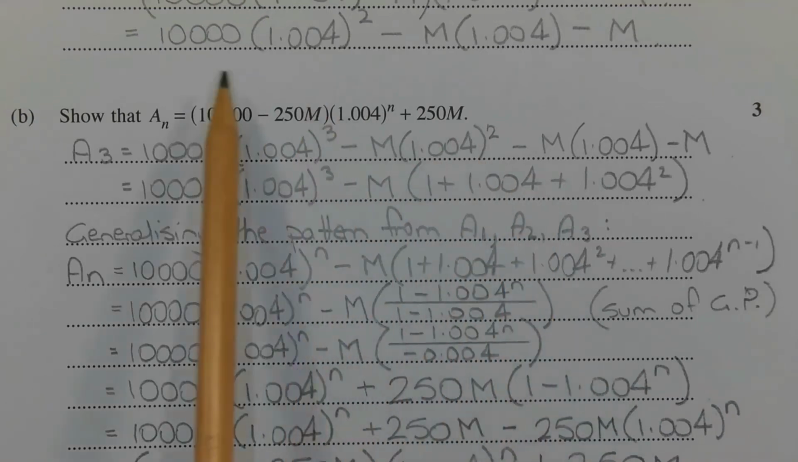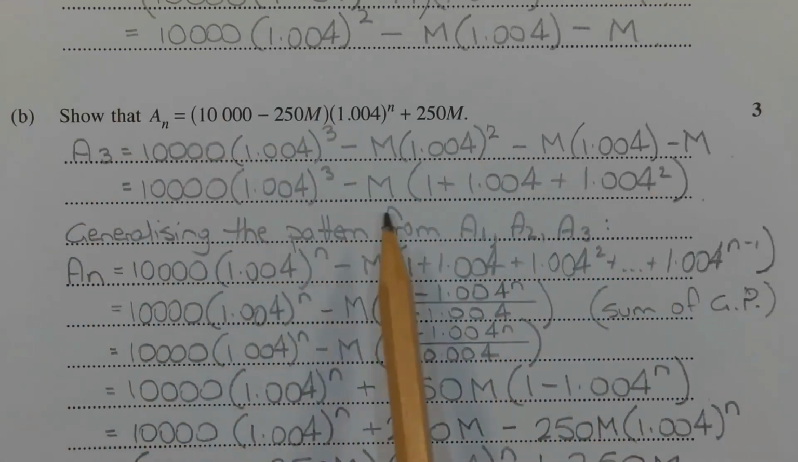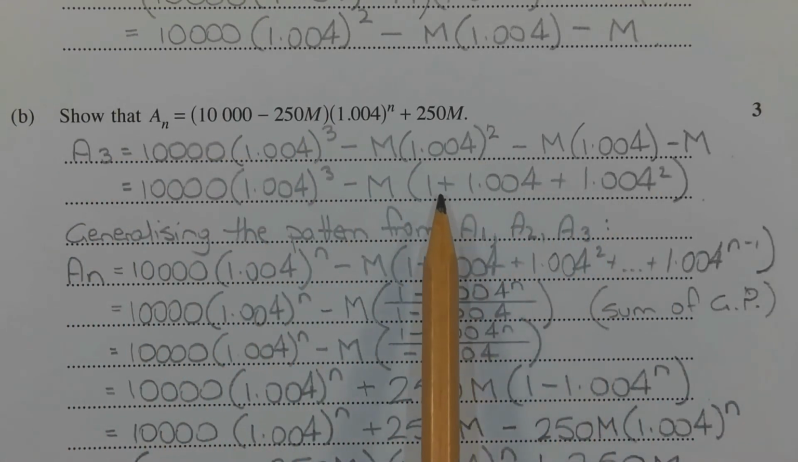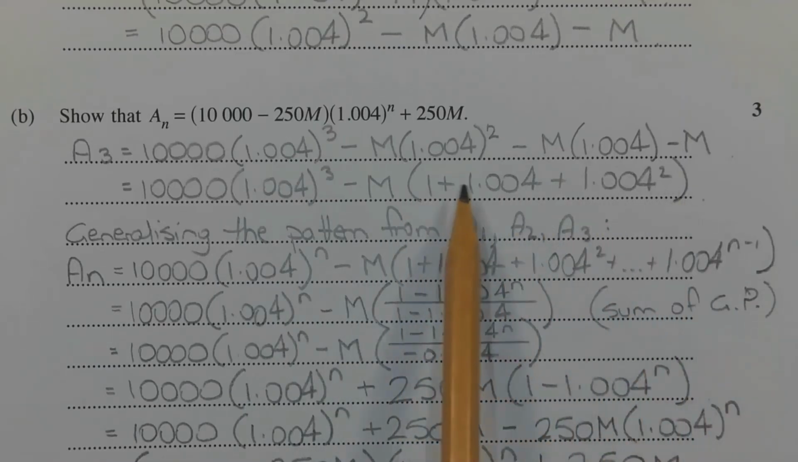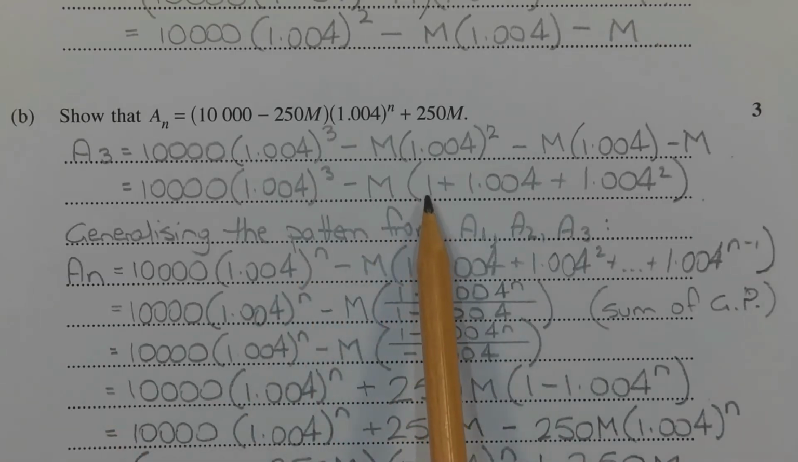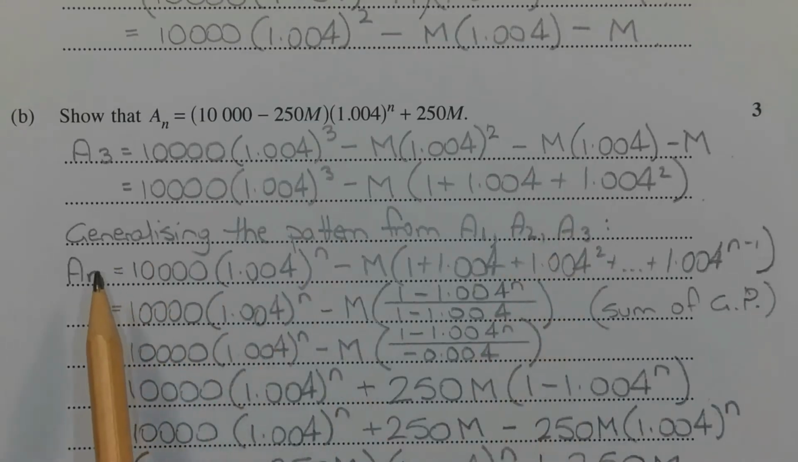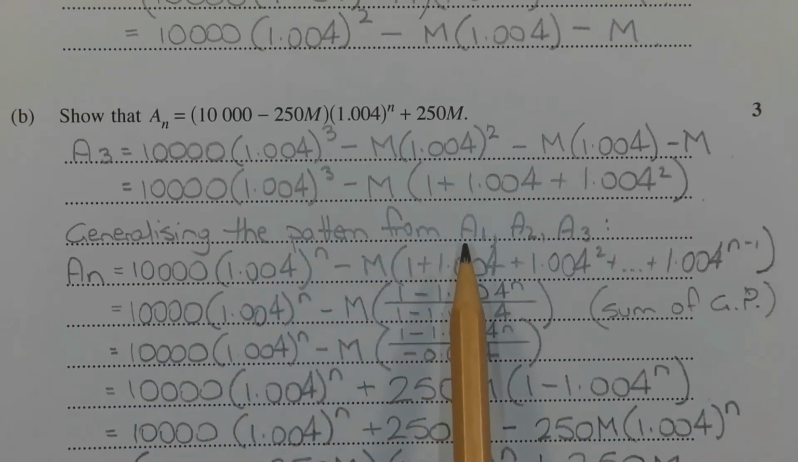Now already, just from A3, we can see a pattern forming here. We can see what's in brackets is a geometric progression, or in fact a geometric series, where the first term is 1 and the common ratio is 1.004. So from this point, we can generalize the pattern from A1, A2, and A3. In other words, we're going to come up with an expression for AN, which is the amount in the account at the end of the nth month.